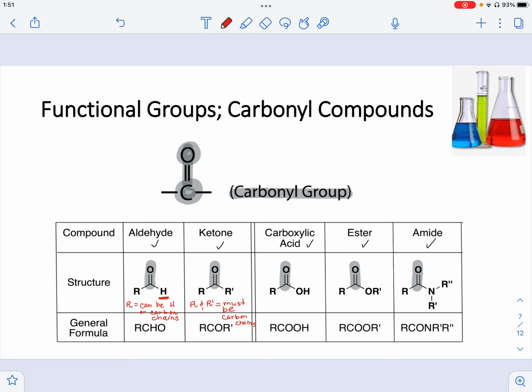Let's move on to the next functional group, which are carboxylic acids. In order to have a carboxylic acid attached to a carbonyl, we must have a hydroxyl group. The R group in carboxylic acids, similar to what we saw in aldehydes, can be a hydrogen or it can be carbon chains.